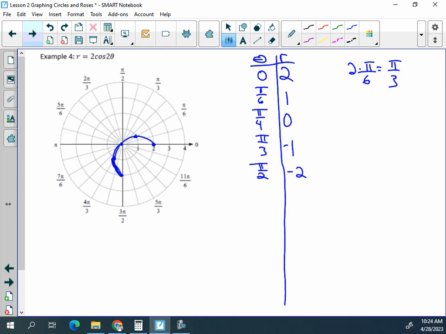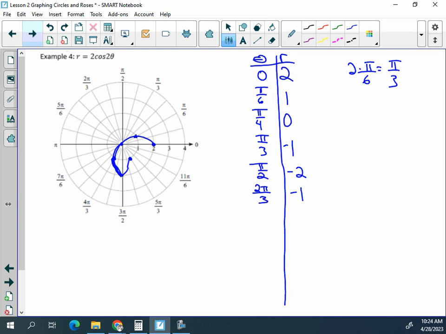All right, now let's move on to 2 pi over 3. If you multiply that by 2, it becomes 4 pi over 3, which is in the third quadrant. Cosine of 4 pi over 3, again, is negative 1/2, and negative 1/2 times 2 is negative 1. So again, we'll reflect from the second quadrant to the fourth quadrant. So there is our next point.